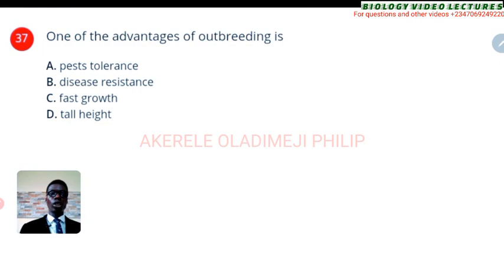One of the advantages of outbreeding is, it's like cross pollination, so to say. You're taking the pollen grain of this flower to another one. So the options are pest tolerance, disease resistance, fast growth, tall height. I think it's going to be disease resistance. In a way, it can make an organism more resistant to disease, because you're forming a better genetic makeup when you outbreed. You are mixing two genetic materials; this one probably has one advantage which the other doesn't have. So when you merge them together, it has a way of helping reduce diseases on the plant or animal. It increases disease resistance, as it were.